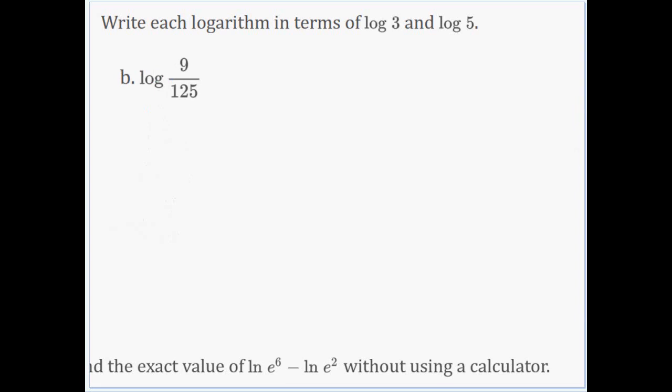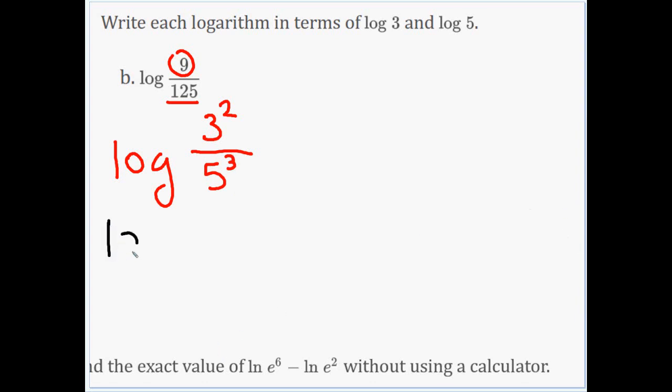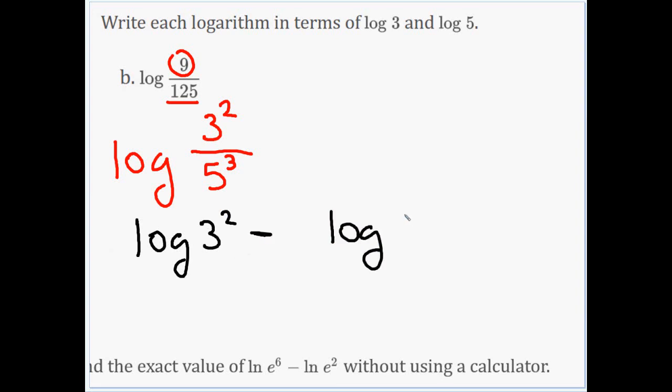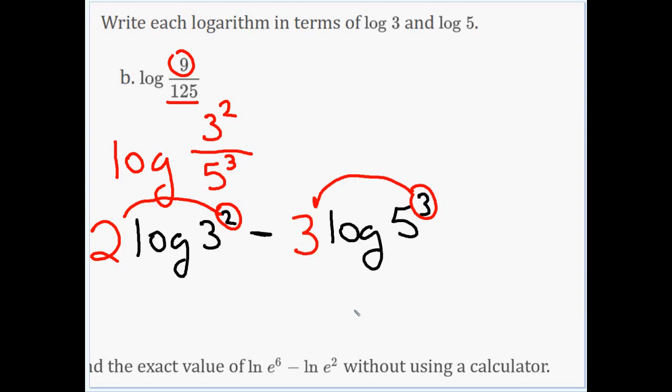All right, now this one, I would take care of the 9 and the 125 first, I think. 9 is 3 squared. 125 is 5 cubed. All right, so we got a log of a quotient. We're going to make that the log of the numerator, 3 squared, minus the log of the denominator, 5 cubed. And then I'm going to bring the exponents down. The squared comes down front, so now that's 2 logs of 3. And this 3 comes down front, 3 logs of 5. So final answer, 2 logs of 3 minus 3 logs of 5.